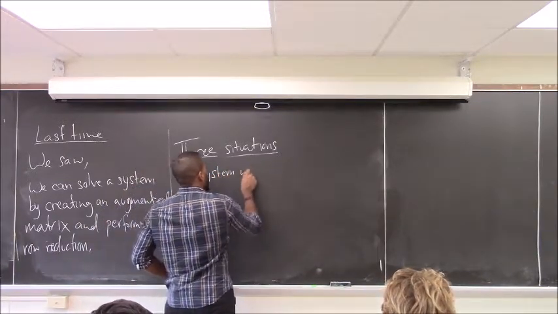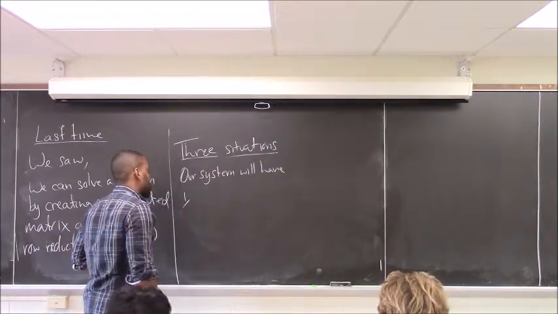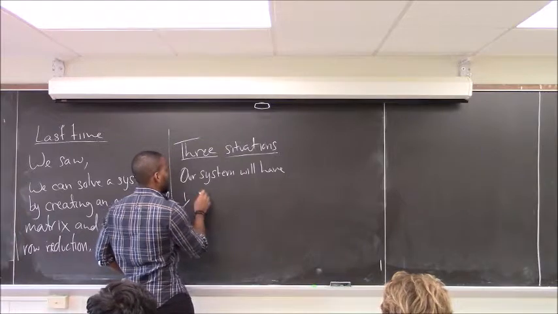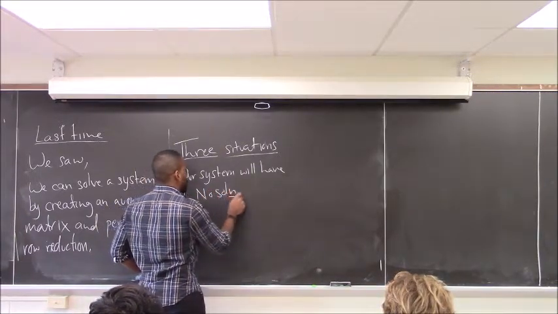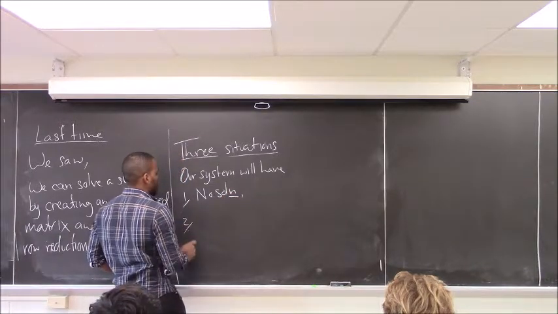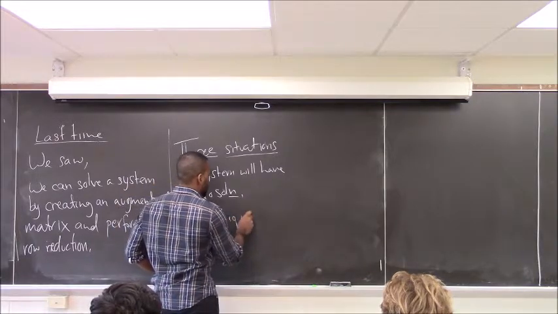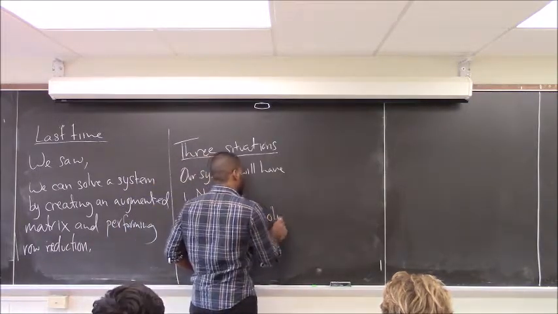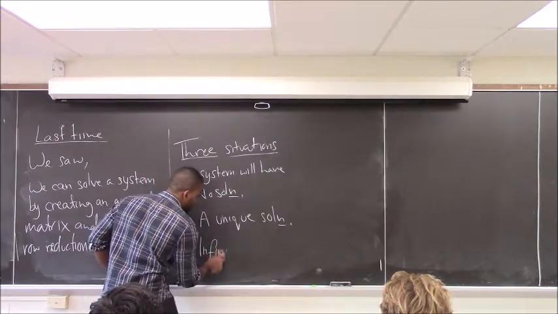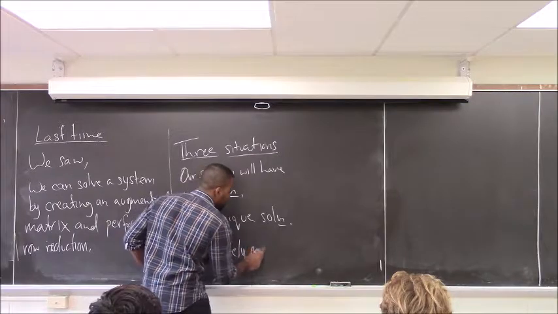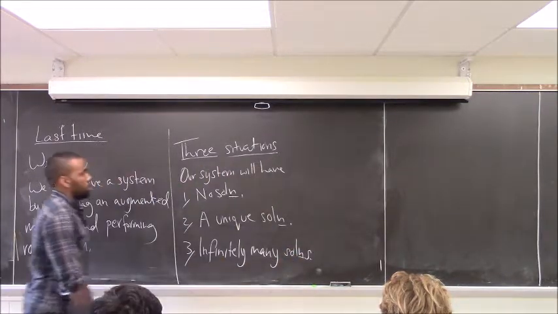Our system will have, exclusively, meaning these don't actually mix with each other, no solution. It's called inconsistent in that case. 2, it will have a unique solution. There will be one set of variables in a particular order that will solve the system, or it has infinitely many solutions. There is no in between.